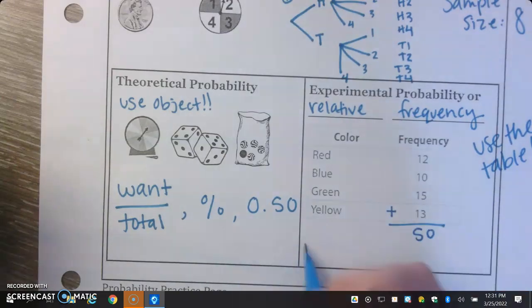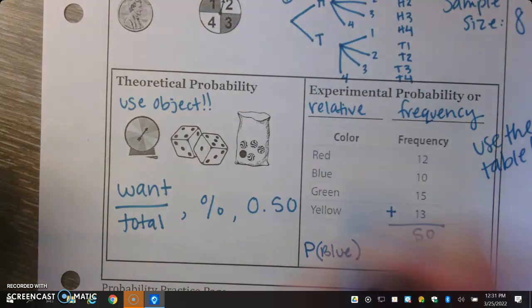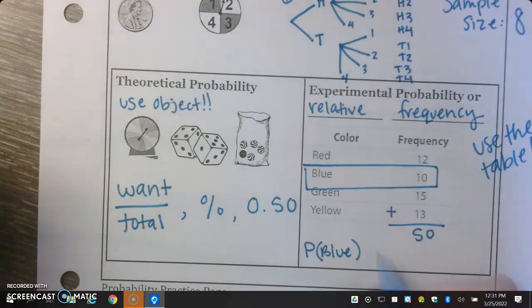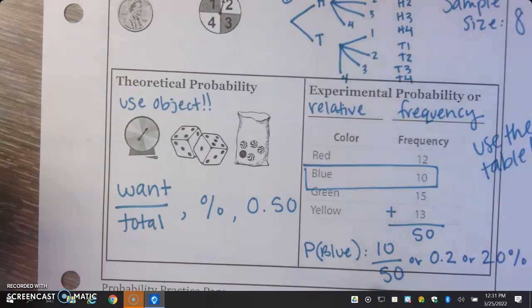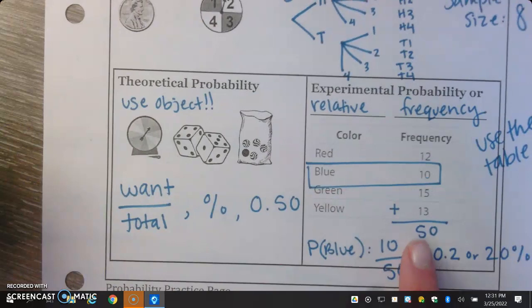So if I said, what's the probability that we spin blue or pick blue, according to my table, I would say 10 out of 50. Or if I divided it, it'd be 0.2, or if I did the percent, it'd be 20%. All of those mean the same thing. Okay? The only difference between these two is that for theoretical, you just look at the options on the object. Experimental means you use the results from the table.